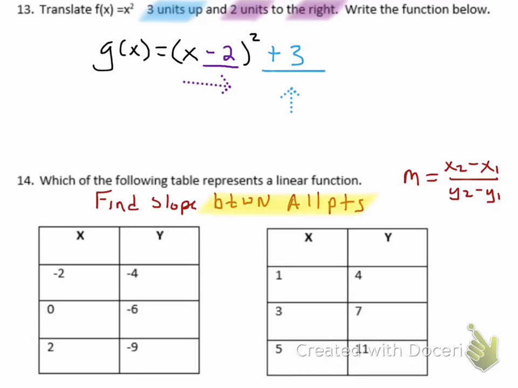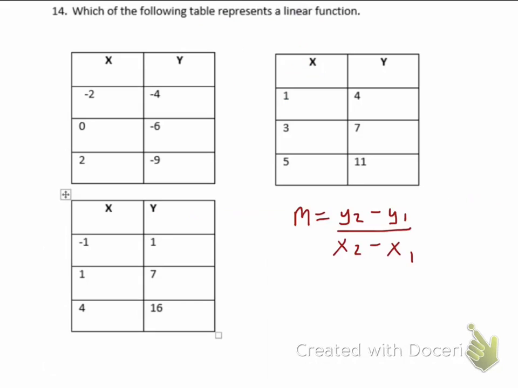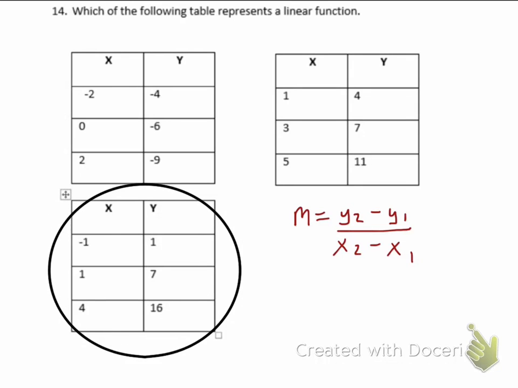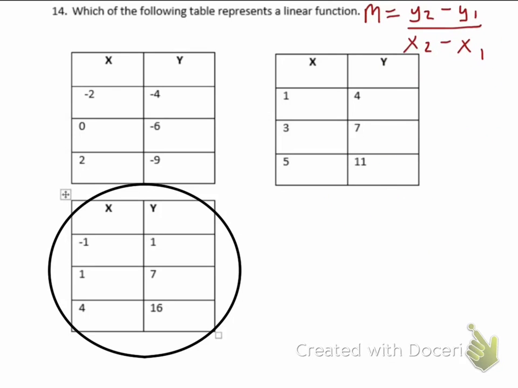Okay, so for 14, find the slope between all points to find out if it's a linear function. So I'll do this on the other side. So the answer, I'll circle the answer, and it's this one. Why? So if you plug this in, so let me move this. There we go. So this is going to go up here. So that's what we use to find it.